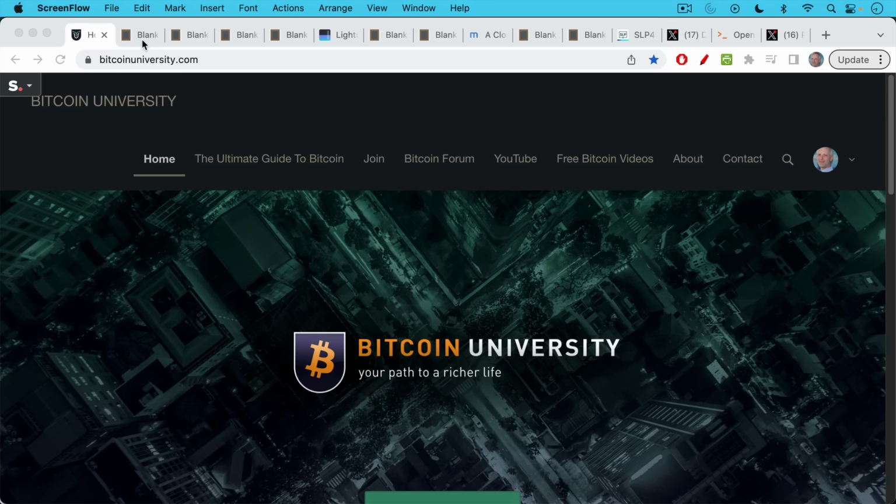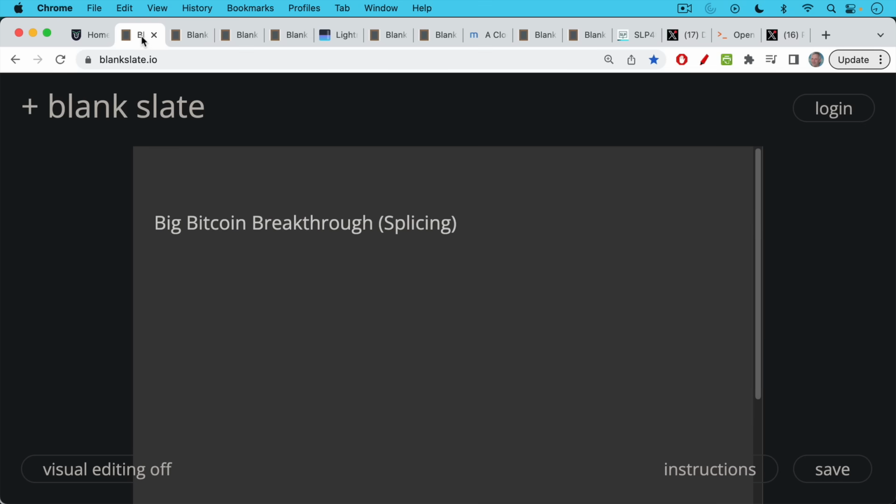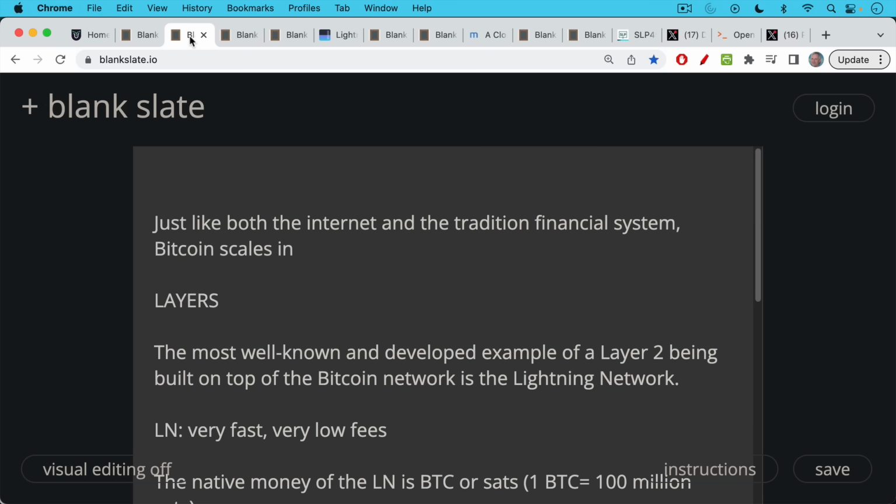This is Matthew Kratter from Bitcoin University, and today I wanted to talk about a very big breakthrough that has happened in Bitcoin recently, and that's called splicing. But in order to discuss that, we have to do a little background on the Bitcoin Lightning Network.